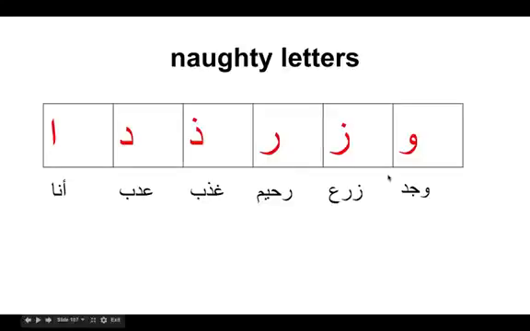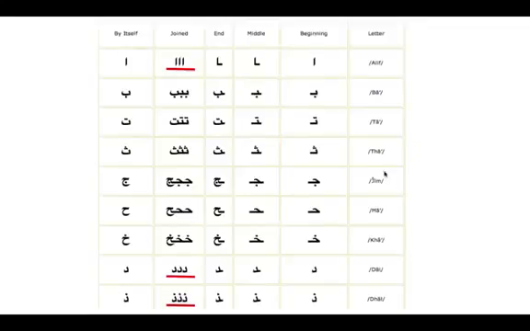So how do you write these letters? You see here, each letter will have a different shape when it comes at the beginning of a word, in the middle of the word, or when the word is ending with that letter. So this is how they are joined together. All the letters can be joined in this fashion. Each letter has its own shape.